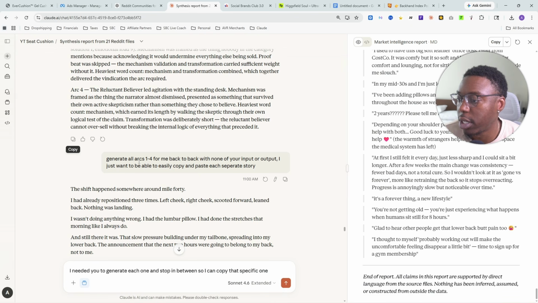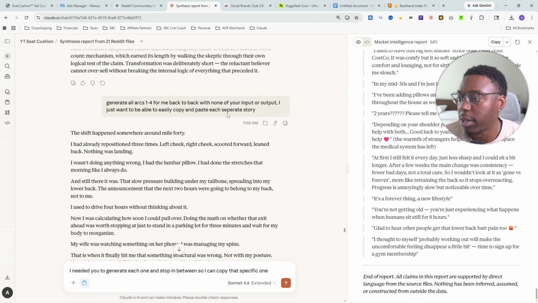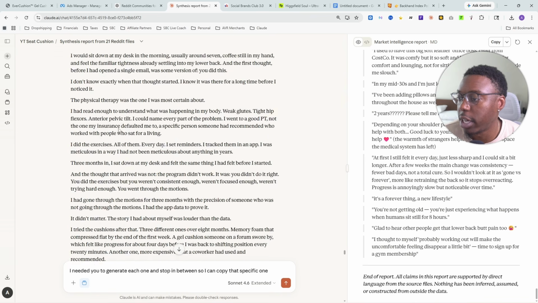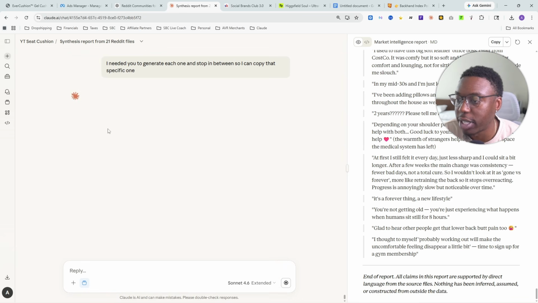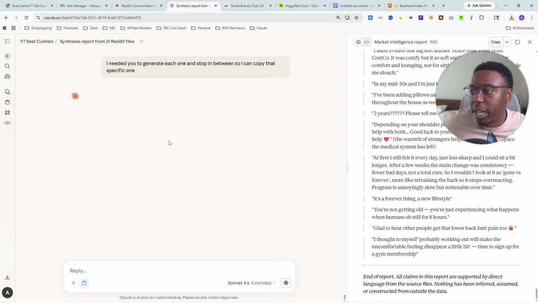And I also just realized, when I prompted Claude to give me all 4 stories here, it did not space it out. So it was just going to be one big mess. So you can always just say, I need you to generate each one and stop in between so I can copy that specific one. This is in relation to the 4 arcs and just being able to easily copy each one back to back to back.